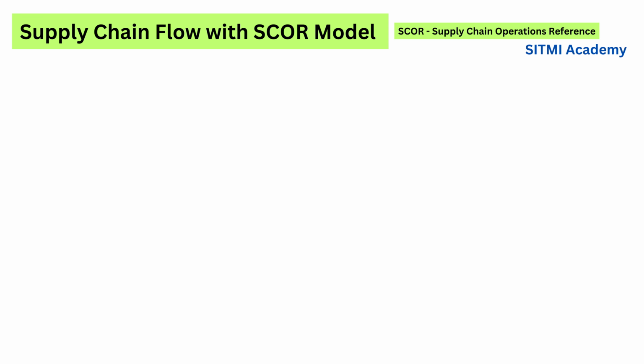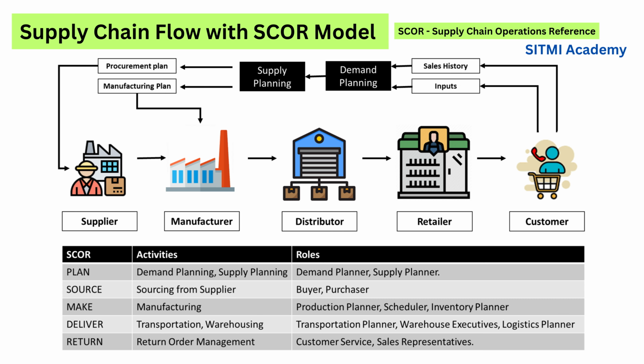Now let's compare this flow with the SCOR model. SCOR stands for Plan, Source, Make, Deliver, and Return. There's also one more process called Enable, but for now we will cover the main five. In the plan process, we include demand planning and supply planning. Here, demand planners and supply planners play the key roles. In the source process, we talk about acquiring raw materials from suppliers. This activity is managed by buyers and purchasers in the company.